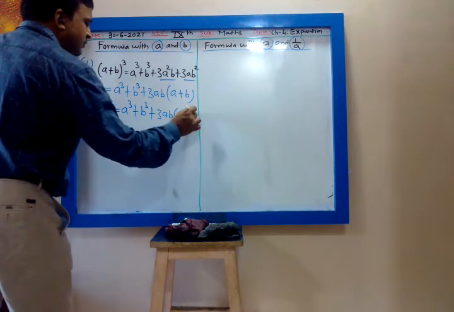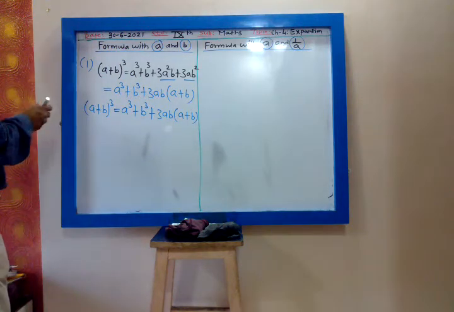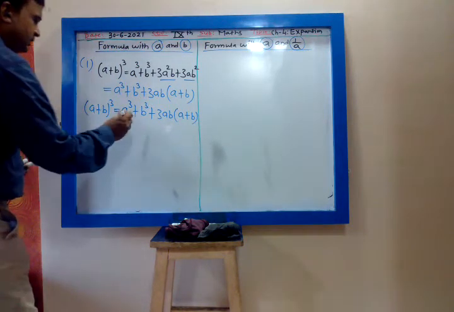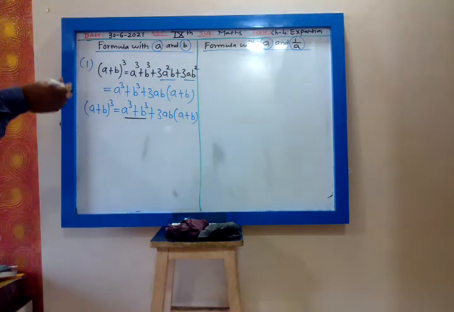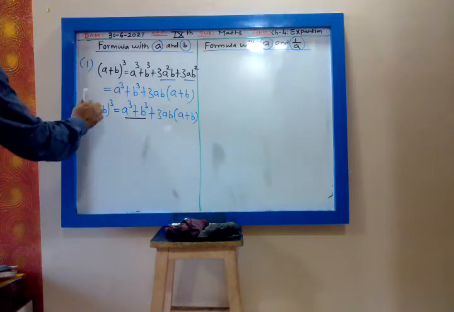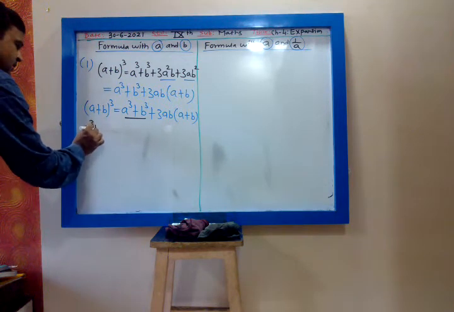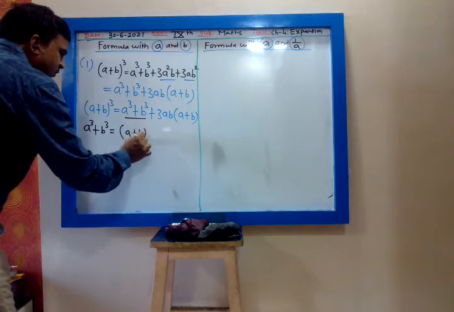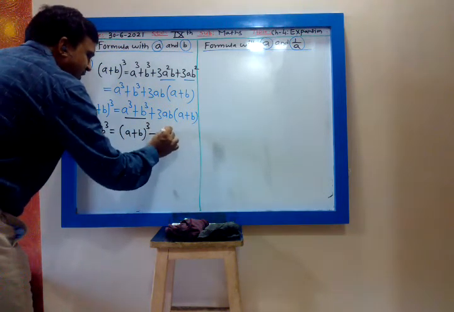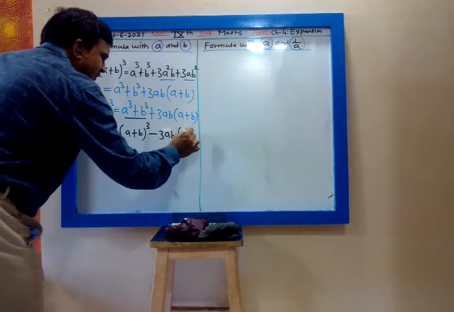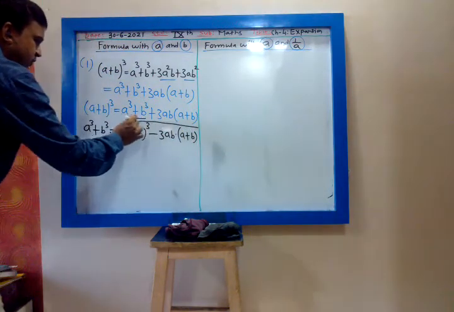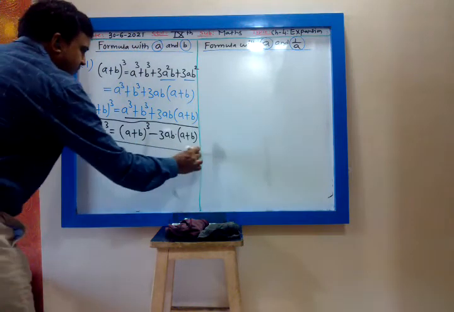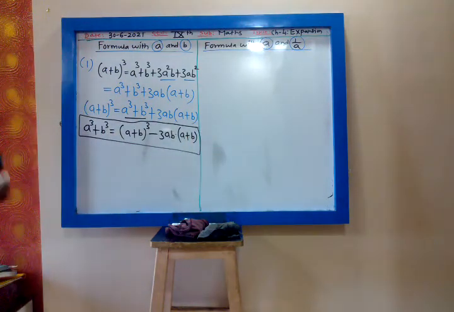So from this formula, I can eliminate the value of a³ + b³. I will take that term to this side. So a³ + b³ is (a + b) whole cube minus 3ab into bracket (a + b). This is the formula we have derived for a³ + b³.